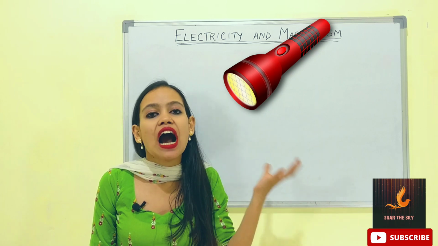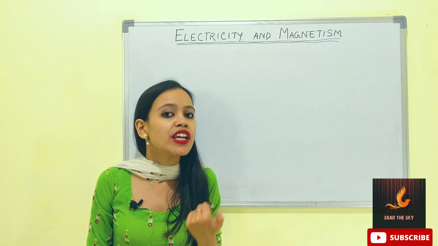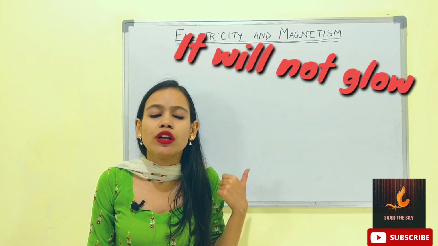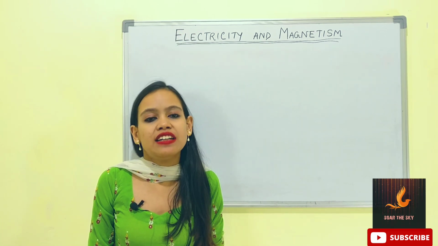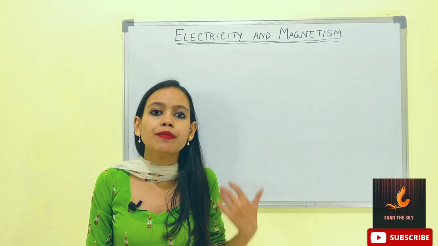If we take out the cells or the batteries and then put on the switch of the torch, it will not glow. So from here we can say that the dry cells generate electricity to the torch and make it glow.